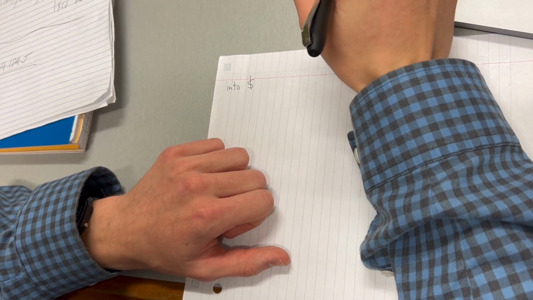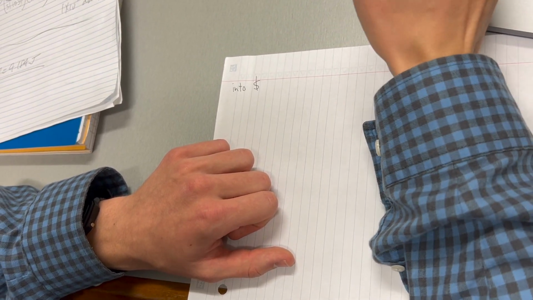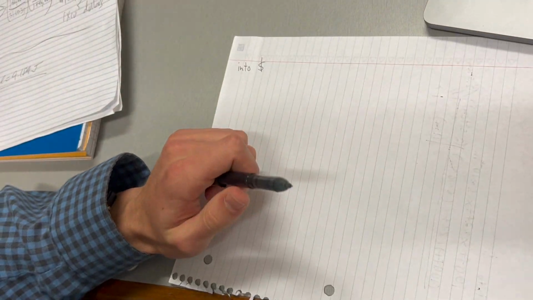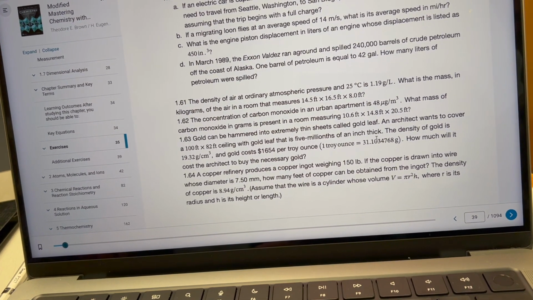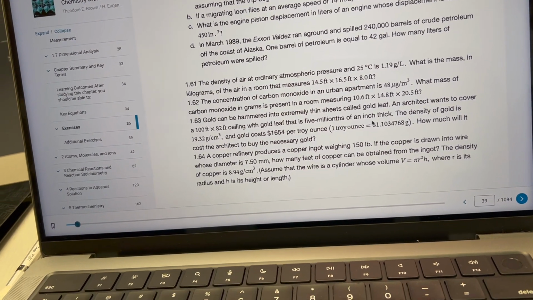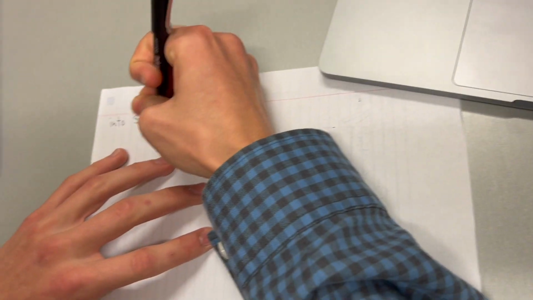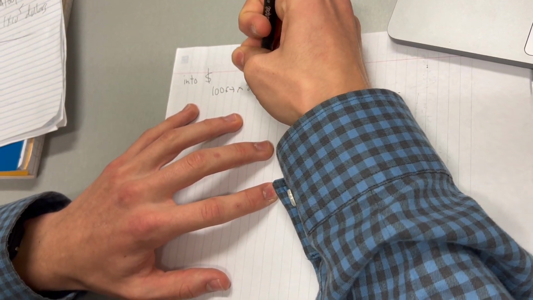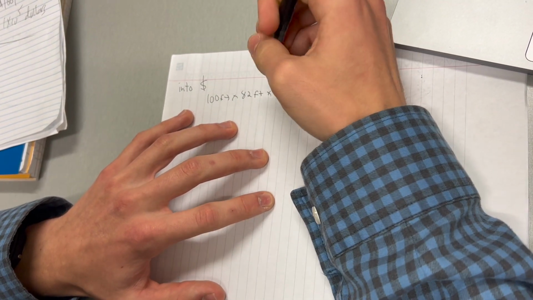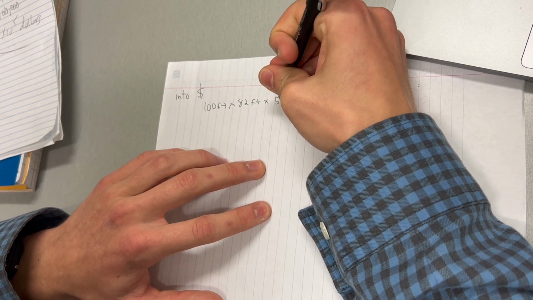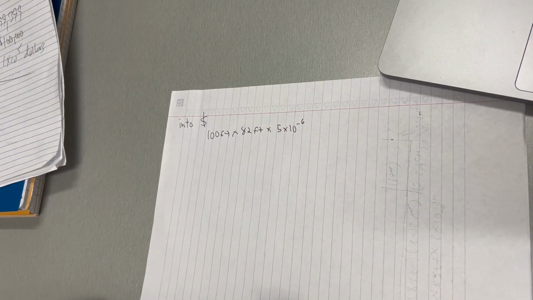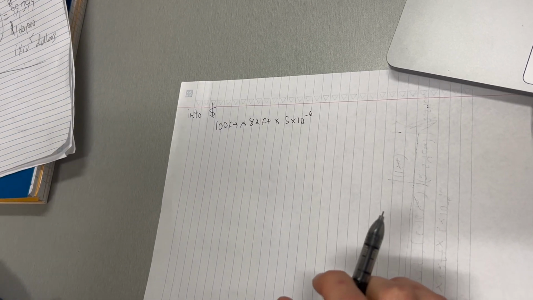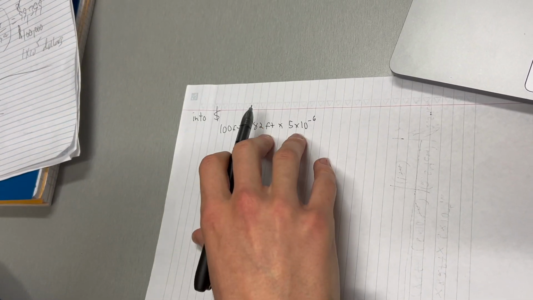pay? So what we're starting with is a volume, which seems a little confusing. It looks like we're starting with an area, but we're not. So it's 100 feet by 82 feet by 5 millionths of an inch. So this is volume. It's going to be 100 feet by 82 feet by 5 millionths of an inch, which is 5 times 10 to the negative 6, because that's the millionths place. That's where the 5 is. Scientific notation makes it a little easier. So this is what we're going to be starting with, this volume.